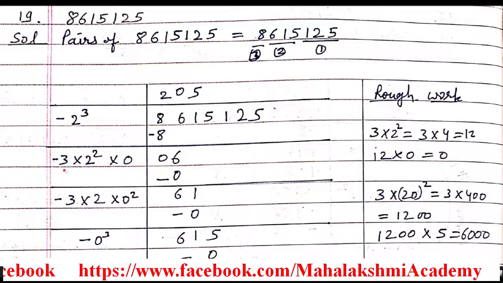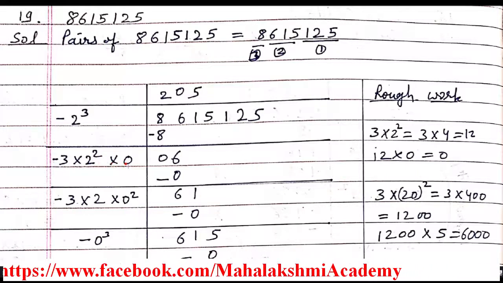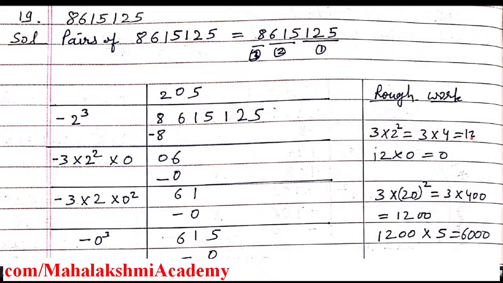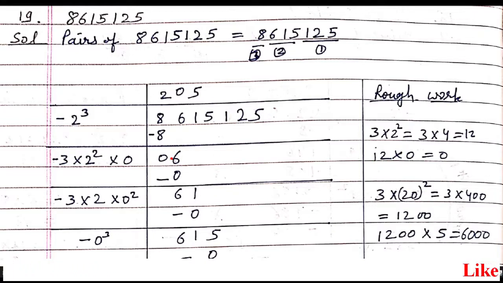Now first find out the product of 3 into 2 square. Then we will see which number we have to select. So 3 into 2 square is 3 into 4, which is 12. Now we have to think that this 12 should be multiplied by which number, so that the answer should be either 6 or less than 6.